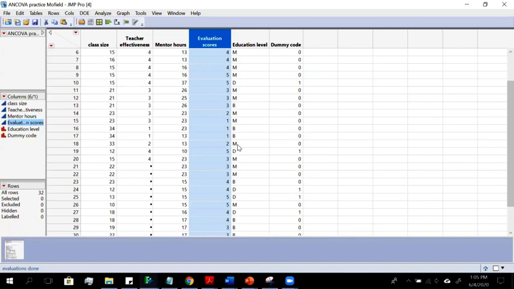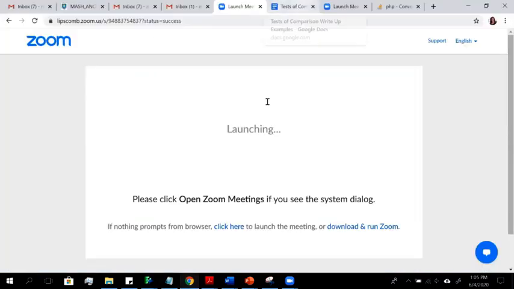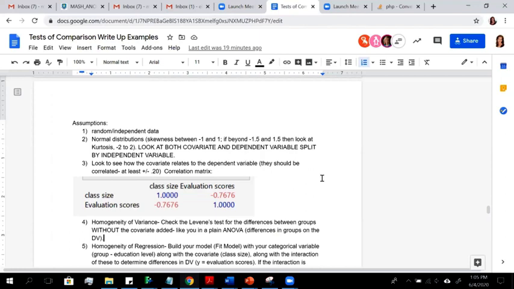Now, here's a few things. The dependent variable has to be continuous, and the covariate class size has to be continuous data, coded in blue, meaning there's a range of scores. These are not categorical variables. So when I look at my write-up comparisons guide, I have a few assumptions to go through. Okay, first, this data is random and independent. Number 2, the dependent variable and the covariate are normally distributed among all the groups.